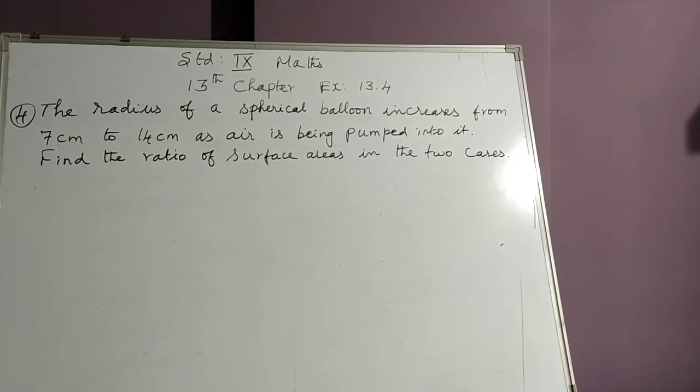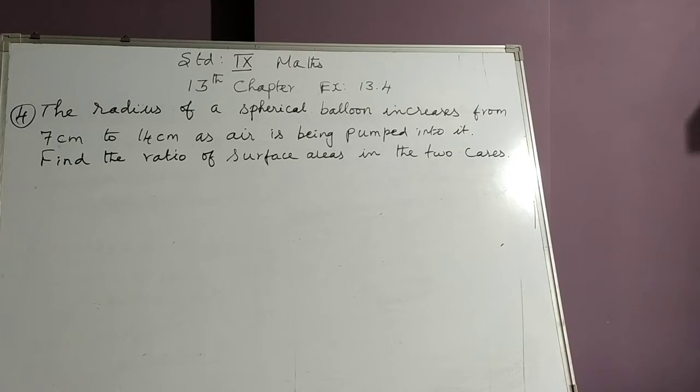I read the question. The radius of a spherical balloon increases from 7 centimeter to 14 centimeter as air is being pumped into it. Find the ratio of surface areas in the two cases. The word spherical balloon is given, so it is in the form of sphere. And last line, if you see, find the ratio of surface areas. So we have to find out surface areas.